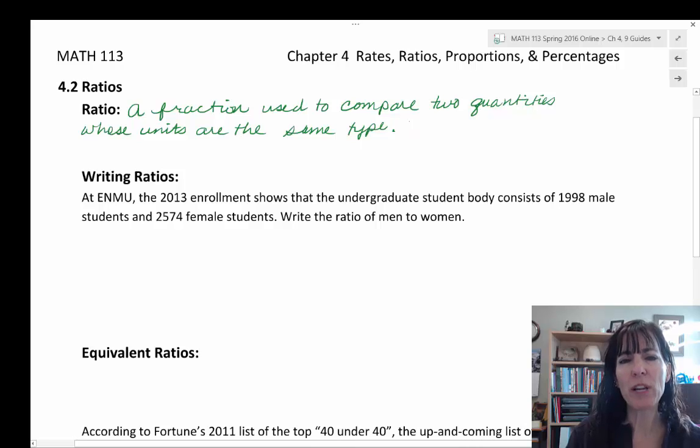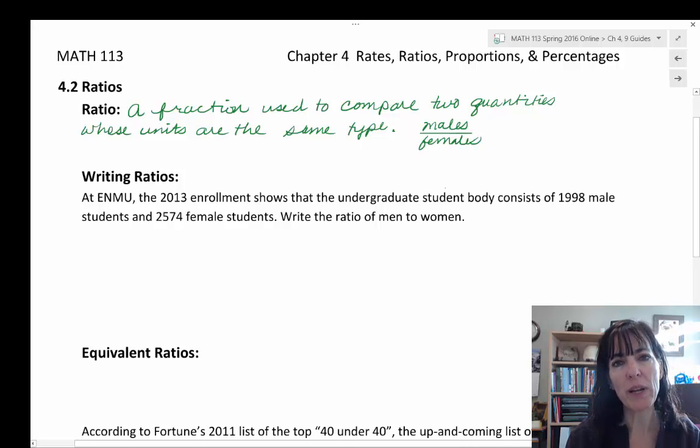So those are ratios. That's different from what we looked at before, which was rates, which could be miles per hour. So miles and hours aren't the same types of units. One's measurement and one's time. So here we're talking about the same type. So we could put an example.